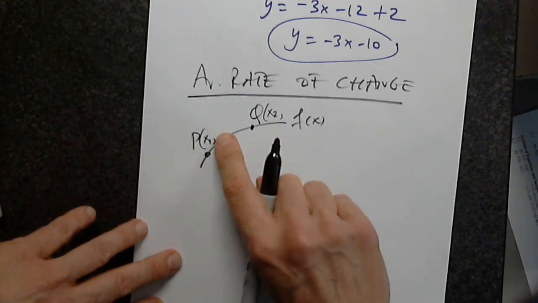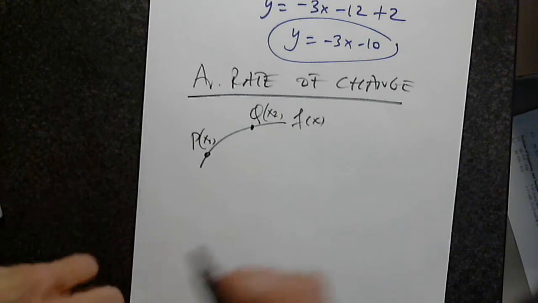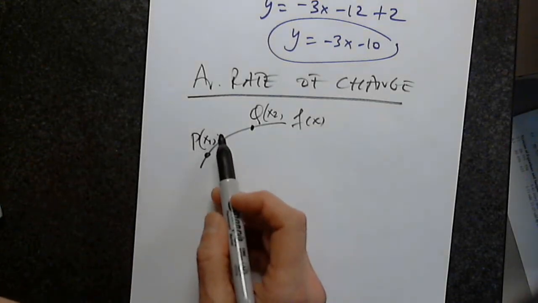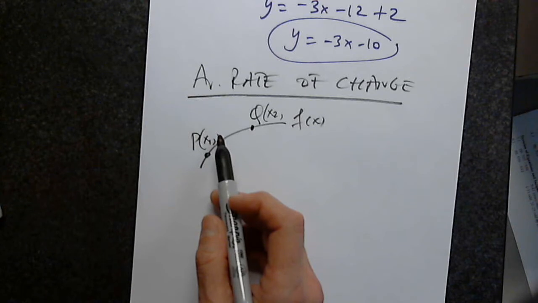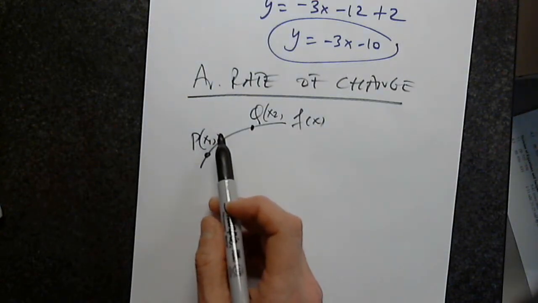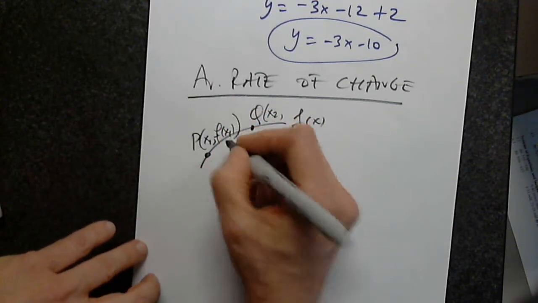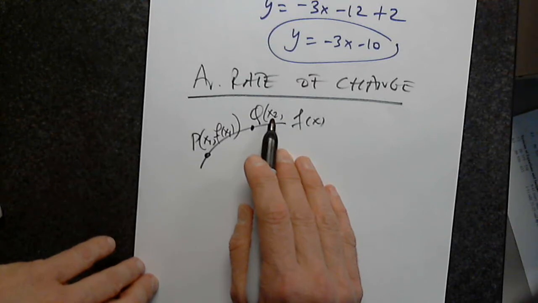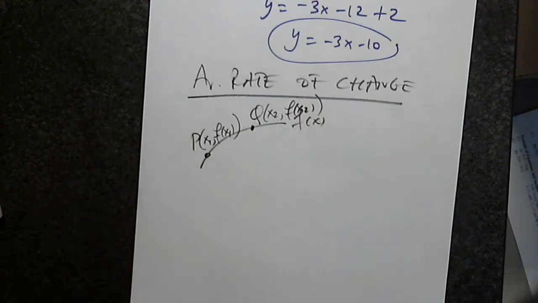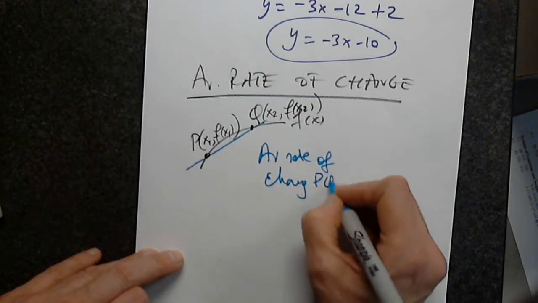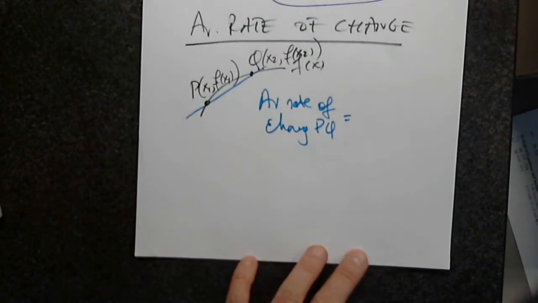If we have x1, how do I determine the y value? If I have 5, how will I find the y value? Correct. So this is f of x1. And if I have x2, what will be the y coordinate of Q? f of x2. Yes, this is very important to remember. This is crucial. Now the average rate of change between P and Q is just the slope of this line.